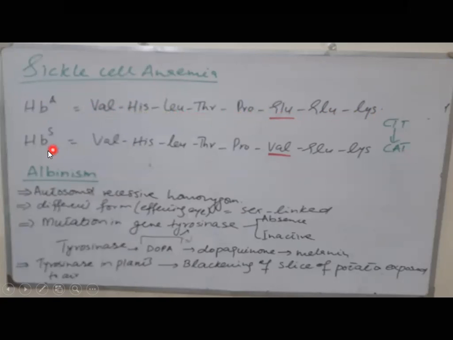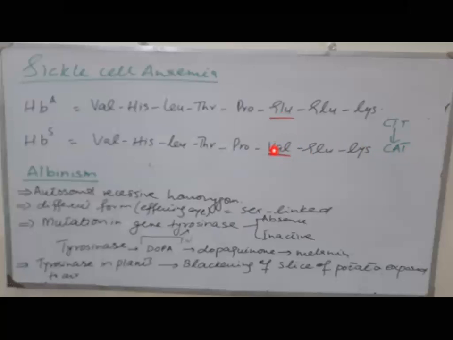But when the person has sickle cell anemia due to the mutation in the beta chain, this sequence goes wrong. One base has been changed, CTT into CAT. What will happen? Instead of glutamic acid, which is the normal condition, another amino acid, valine, will be there. So this will cause sickle cell anemia.